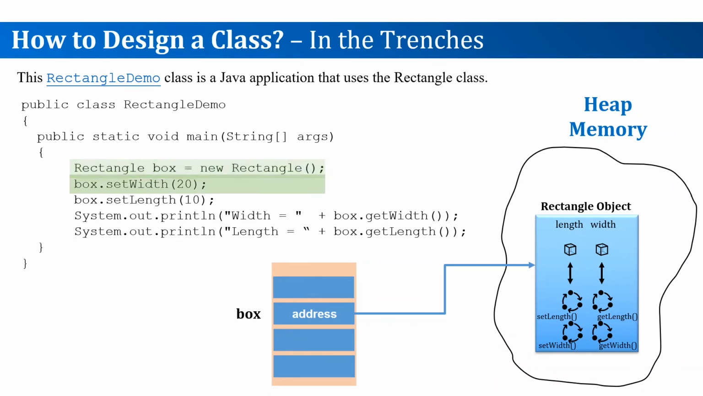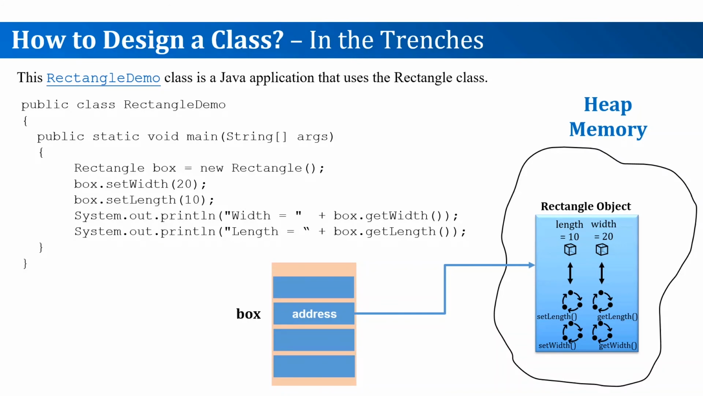When you execute box.setWidth(20), what will happen is that the SetWidth method will work. It will take the 20 and set the width of the object we created to be 20. Similarly, setLength will activate the SetLength method and set the length of the object to be 10. If you use getWidth, the method getWidth will work, get the value of the width, which is 20, to the print line statement. Similarly, getLength will return the 10 to the second print line statement to be printed.